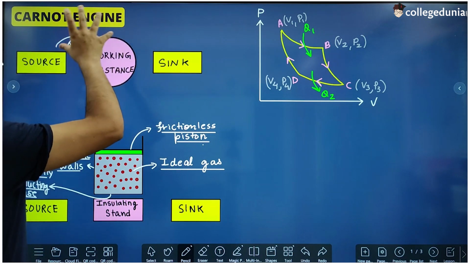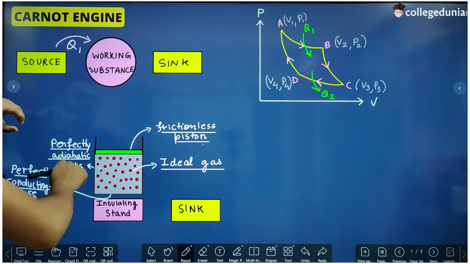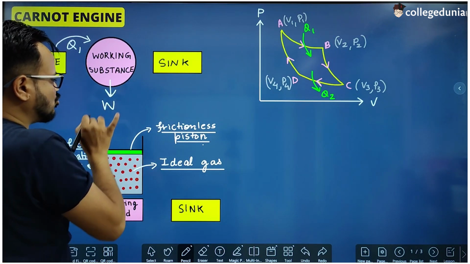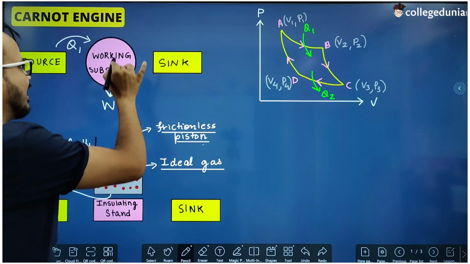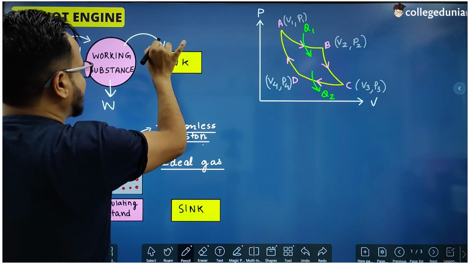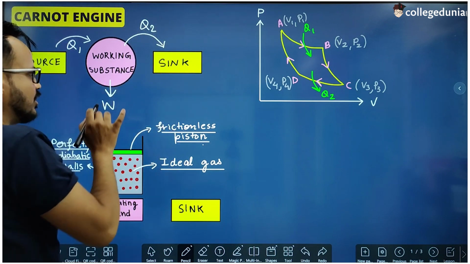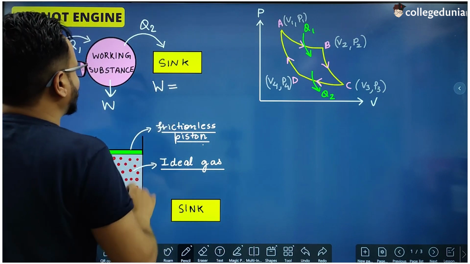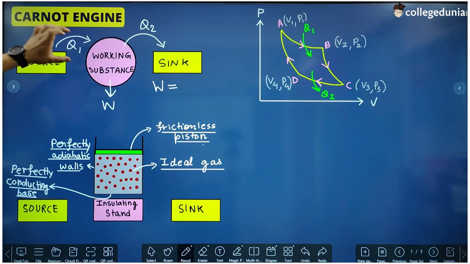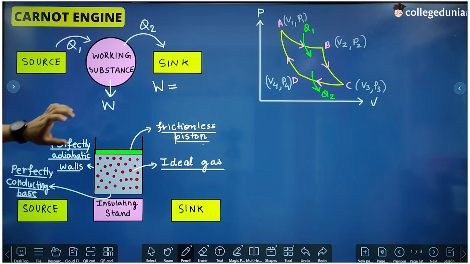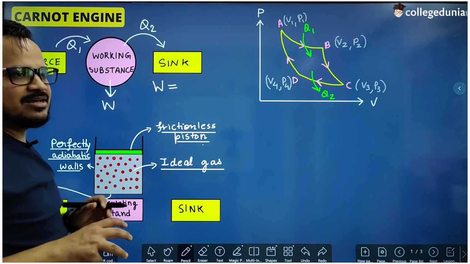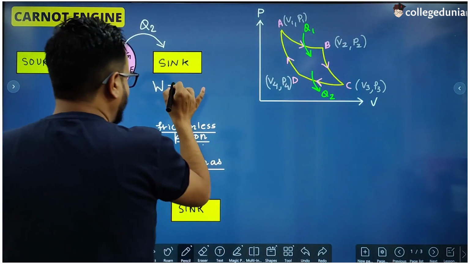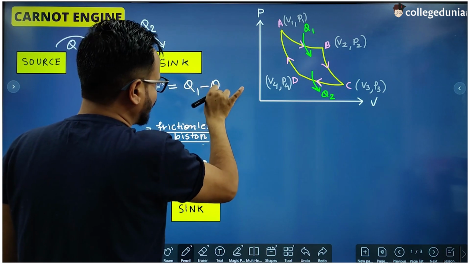And from the source, steam is extracting a heat Q1, and using this heat, the working substance is doing some work W, and some heat Q2 is rejected into the sink which is not used in doing the work. So what is the relation between W, Q1 and Q2? Suppose the heat extracted was 100 joule and work done was 80 joule. Then obviously 100 minus 80, 20 joule heat will be rejected, right? So W is simply Q1 minus Q2, right?